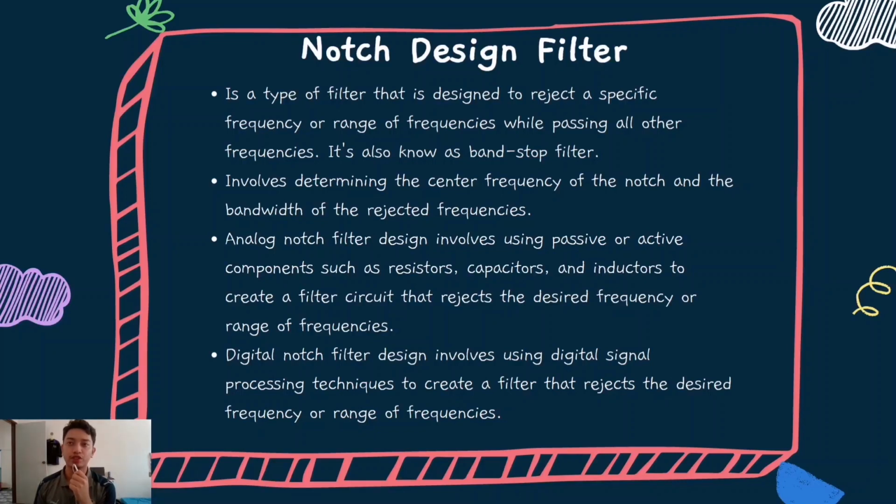Common digital notch filter types include infinite impulse response (IIR) filter and finite impulse response (FIR) filter. The design process typically involves determining the center frequency and bandwidth of the notch, and then calculating the filter coefficients using a technique such as the bilinear transform or the impulse invariance method.